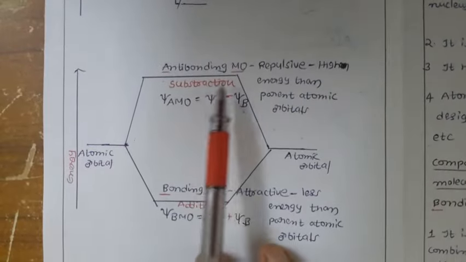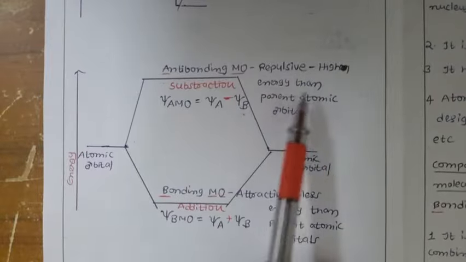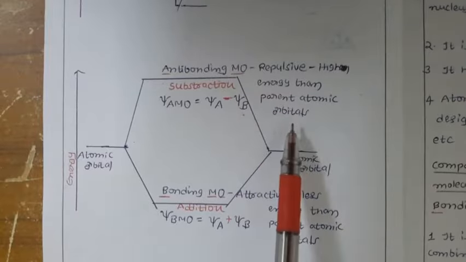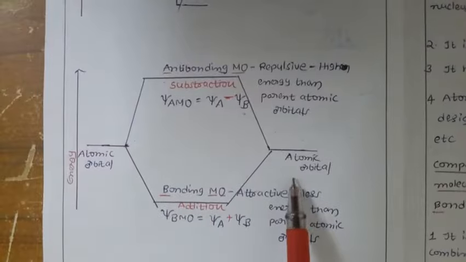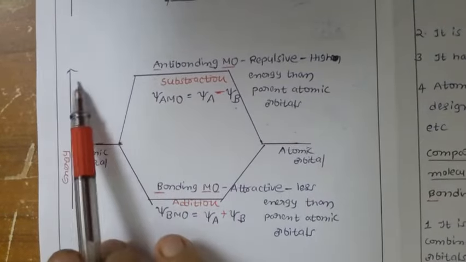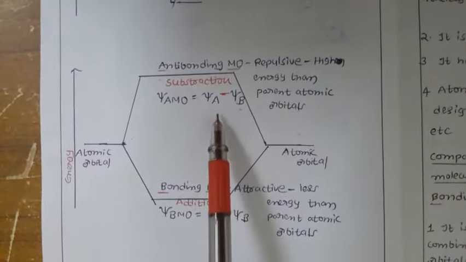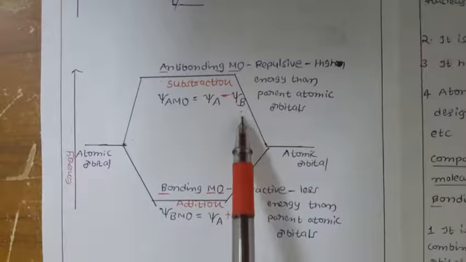Next, now come to anti-bonding molecular orbitals. These are repulsive, so they have higher energy than the parent atomic orbitals. These are the parent atomic orbitals. If you see the energy profile here, compared to bonding, the anti-bonding has more energy. How is it produced? By the subtraction of the orbital wave functions.